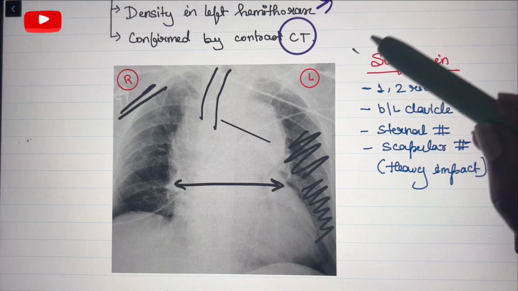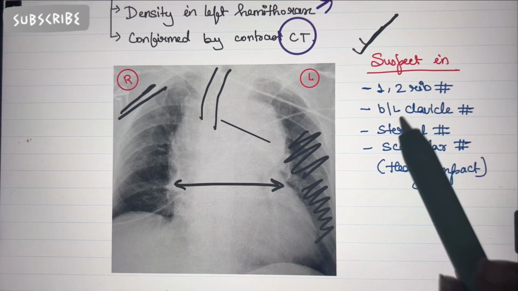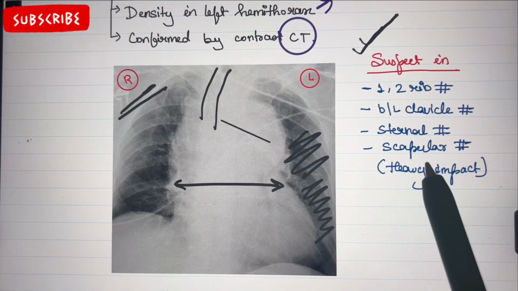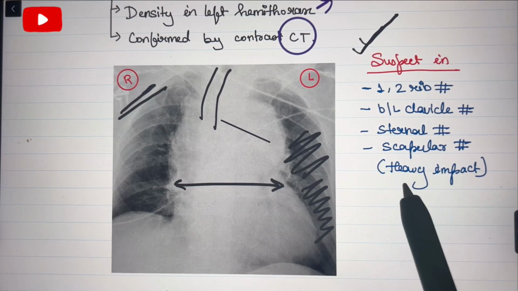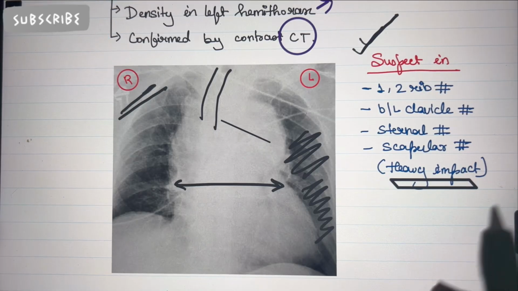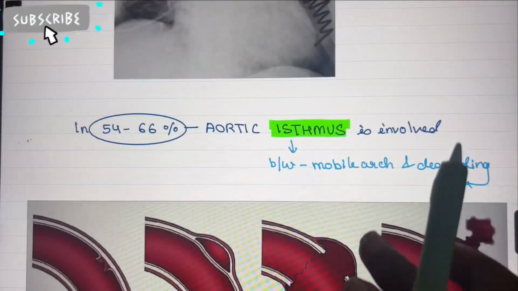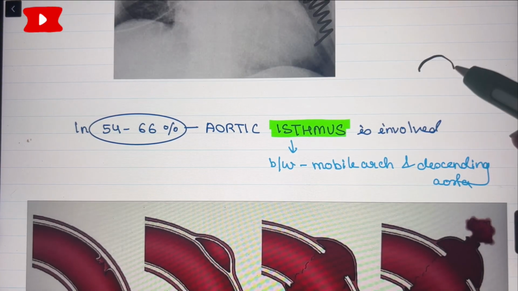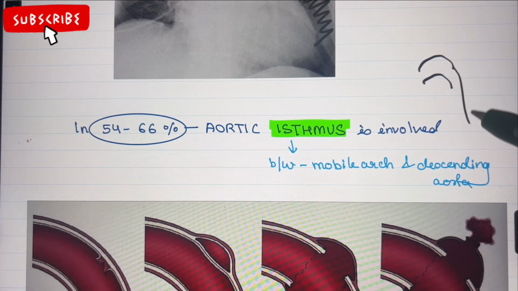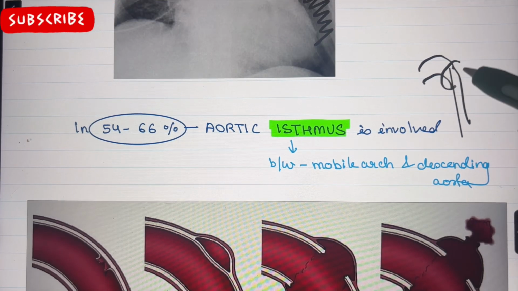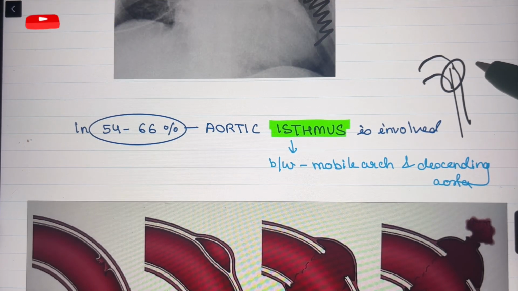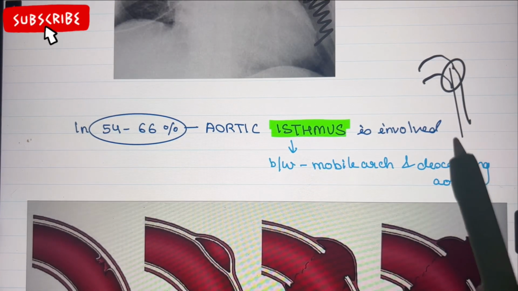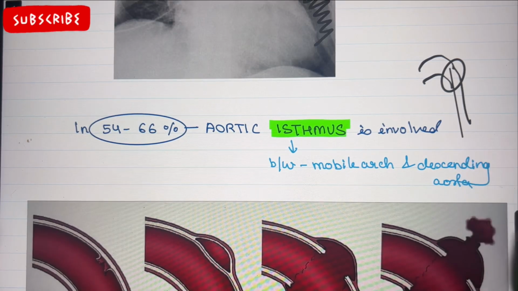And when will we suspect it? If there is a first and second rib fracture, bilateral clavicular fracture, sternal fracture or scapular fracture, and the history has a heavy impact injury. In 54 to 66% the aortic isthmus is involved. The aortic isthmus is between the mobile arch of aorta and the descending thoracic aorta. This isthmus gets injured most commonly, that is 54 to 66% in cases of thoracic aortic disruption.